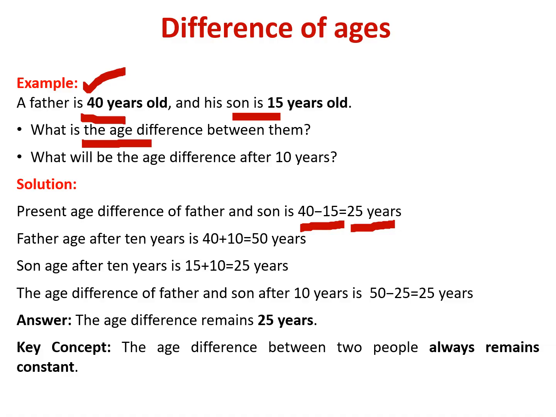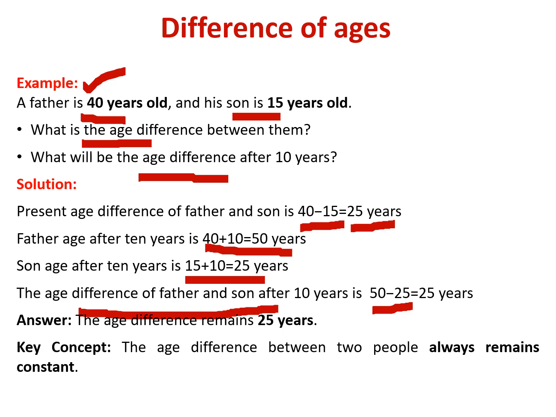Now, the second question asks, what will be the age difference after 10 years? After 10 years, the father's age will be 40 plus 10, which is equal to 50 years. The son's age will be 15 plus 10, which is equal to 25 years. Now, let us find the difference. The age difference of father and son after 10 years is 50 minus 25, which is equal to 25 years.